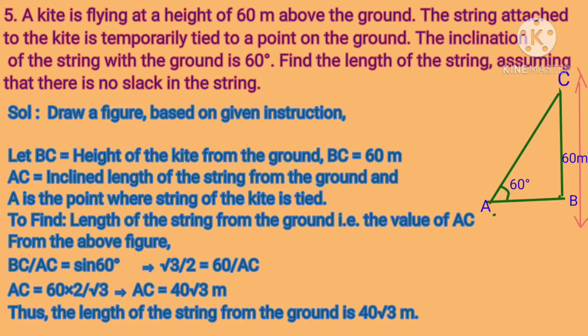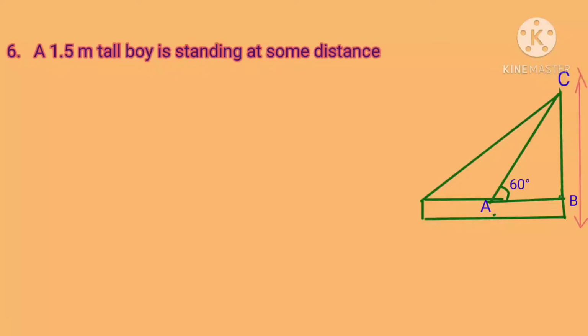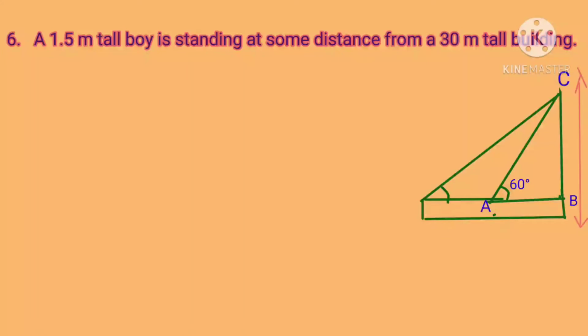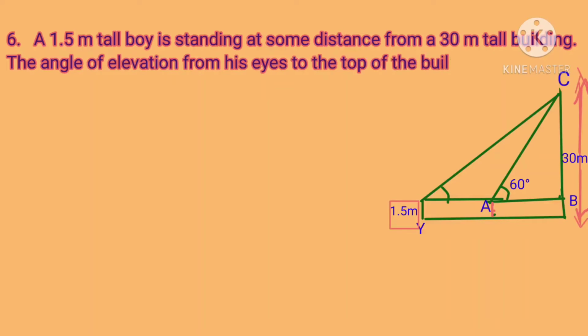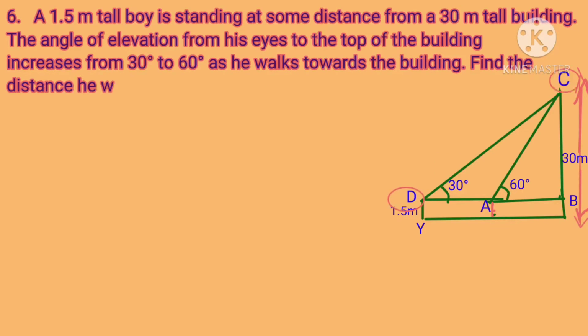So let's move to question number 6. A 1.5 meter tall boy is standing at some distance from a 30 meter tall building. This is the boy and this is the building. The angle of elevation from his eye to the top of the building, this is his eye and this is the top of the building, increases from 30 degrees to 60 degrees as he walks towards the building. Find the distance he walks towards the building. So make the figure according to the question.